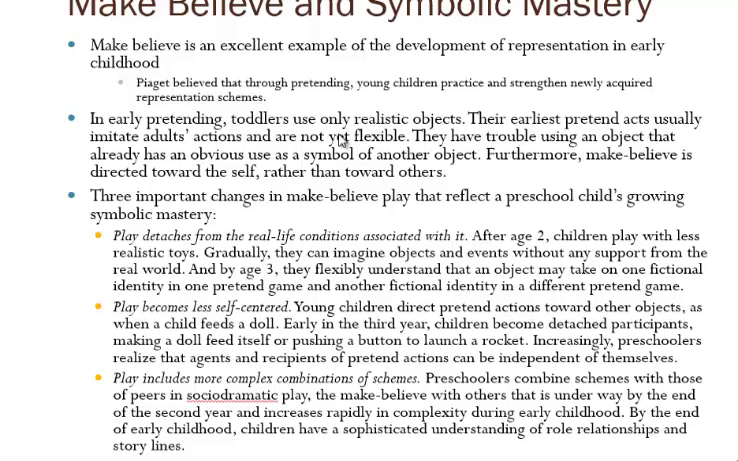They may not be able to stretch their mind. They may be able to use a doll to symbolize a baby, but they won't necessarily be able to use maybe a stick figure to represent a baby. They won't really draw the connection to the same extent. So the earliest pretend acts usually imitate the adult's actions. They have trouble using an object that already has an obvious use as a symbol of another. They won't, for example, use a utensil to represent a person, or a cardboard box to represent a house. A cardboard box looks like a cardboard box.